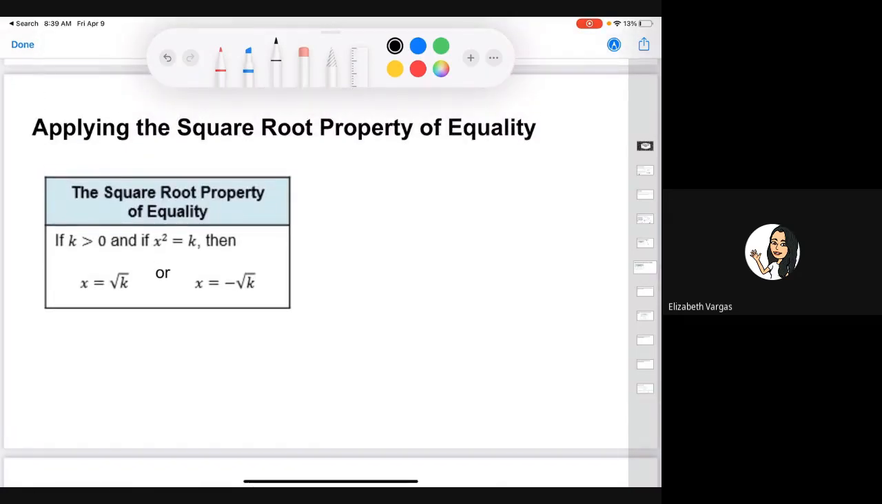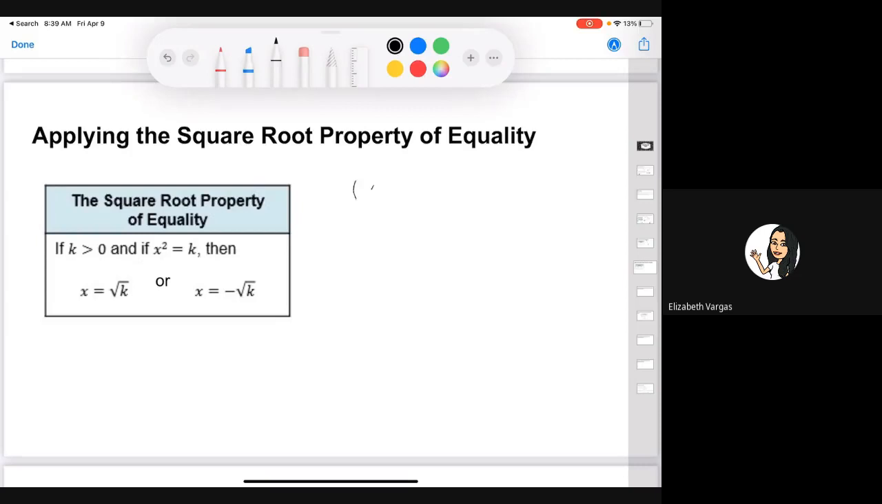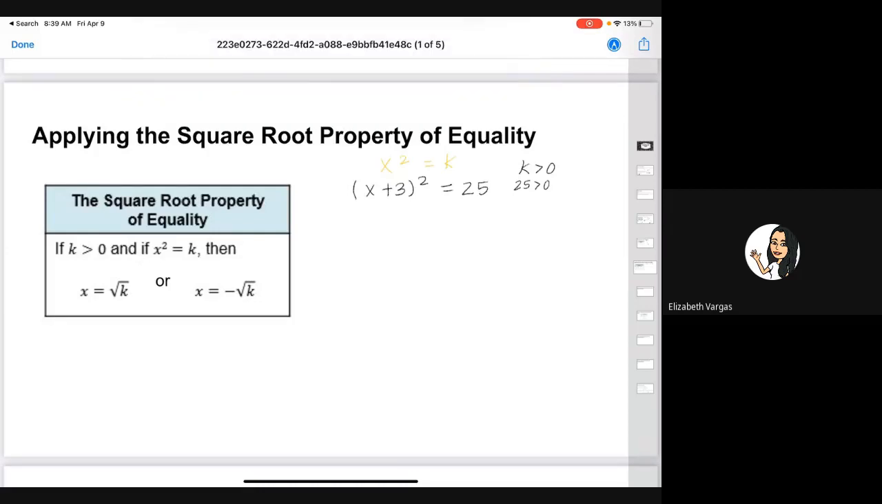Say I'm not given exactly x squared, but in this case, I'm given an equation: x plus 3 squared equals 25. This is basically giving me the same thing. It's still telling me something squared is equal to k, and k is still greater than 0, right? 25 is greater than 0. Because of that, whenever I solve, I want to get both the positive square root and the negative square root. So in order to solve this, I need to take the square root of both sides, which gives me x plus 3 equals the positive and negative square root of 25.